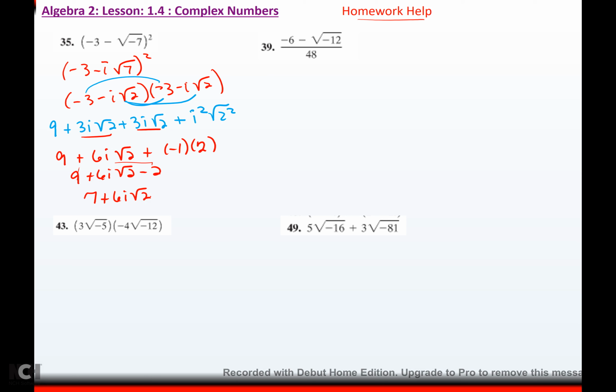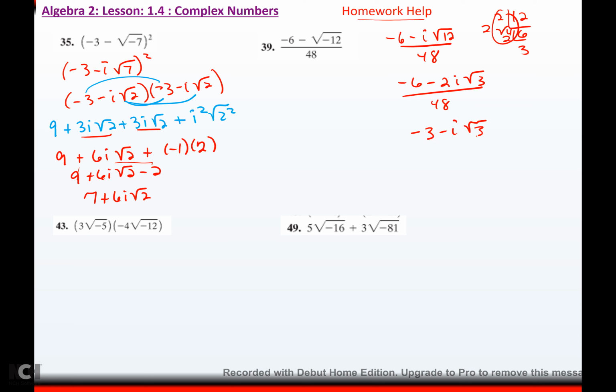Okay, over here I have negative 6 minus i square root of 12 over 48. Break down 12. By 2 is 6. By 2 is 3. Square root of 4 is 2. So I have negative 6 minus 2i square root of 3 over 48. Well, I can reduce my outies by 2. That's going to be negative 3 minus i square root of 3 all over 24.